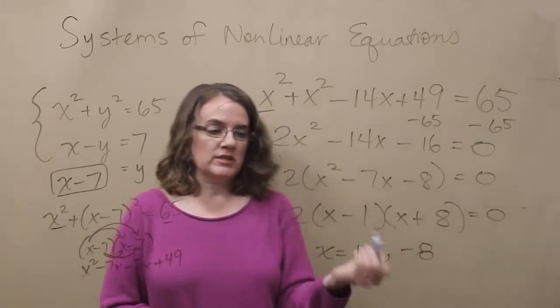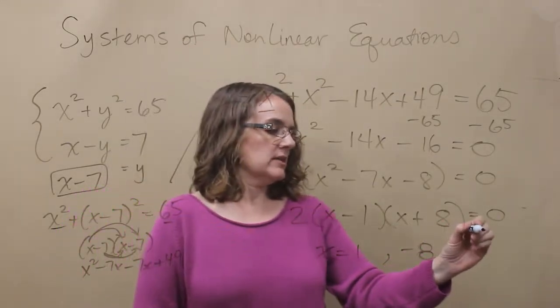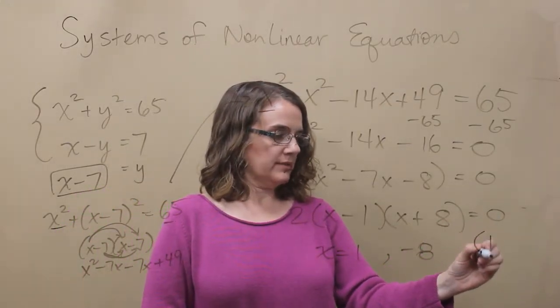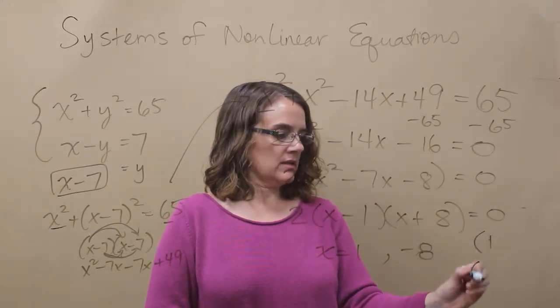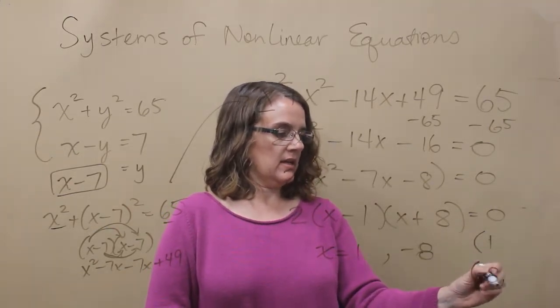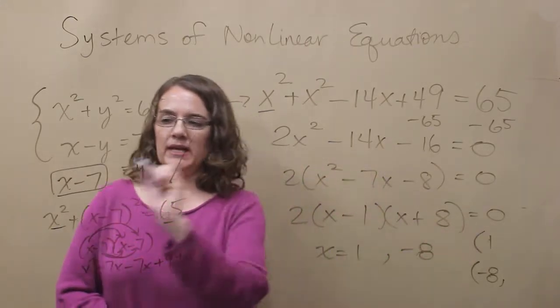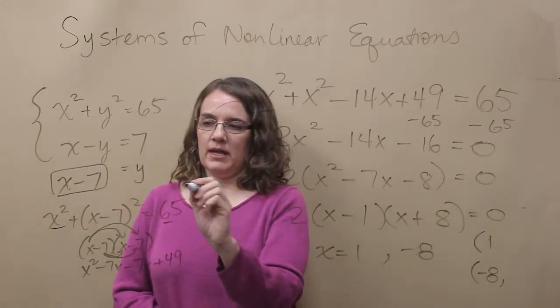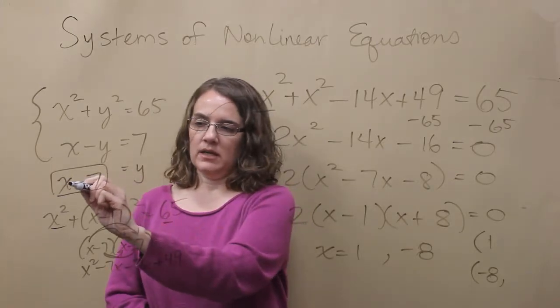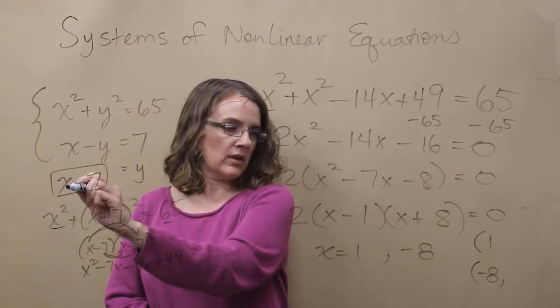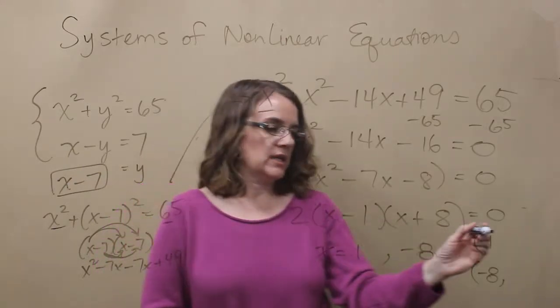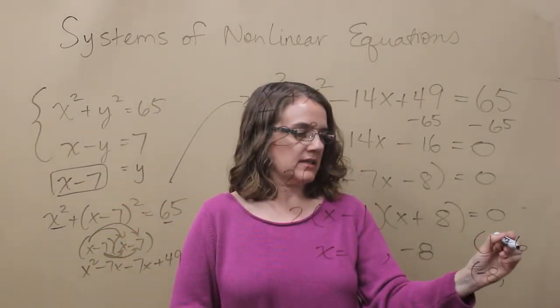So with nonlinear equations, we end up getting 2 points. x is 1 and x is negative 8. So we just need to find the corresponding y values. I plug 1 back in over here, and when I plug the 1 in here, I'm going to get negative 6.